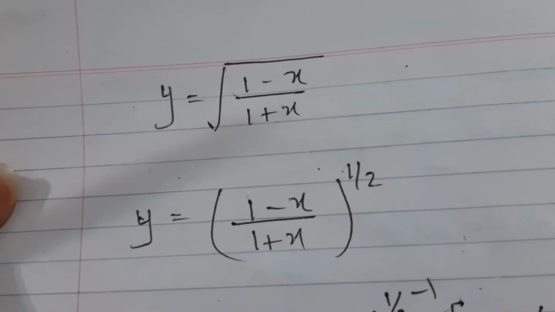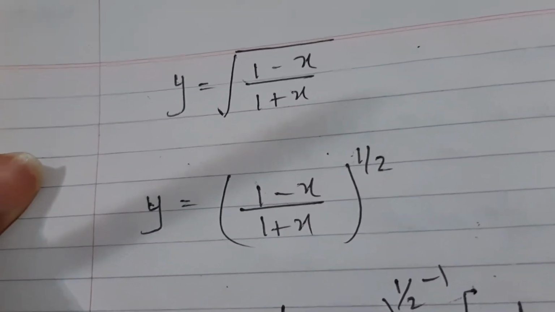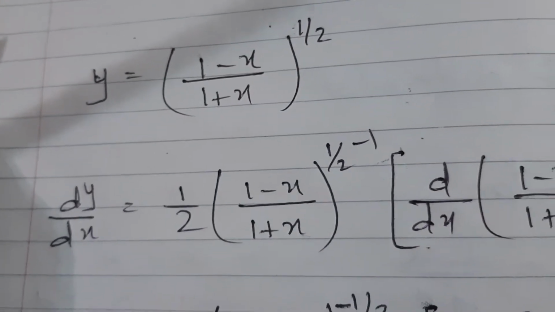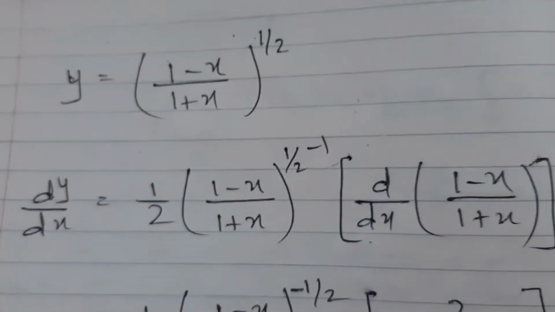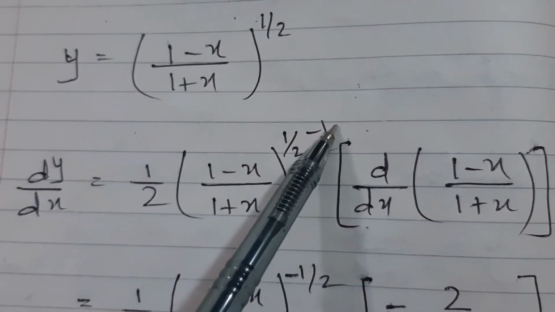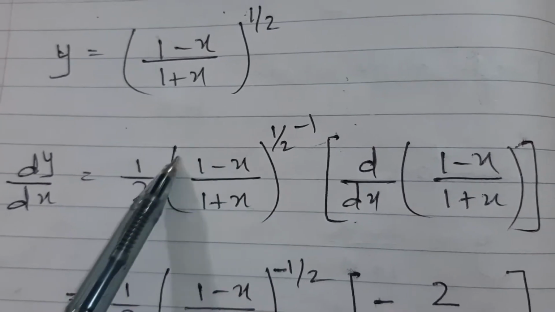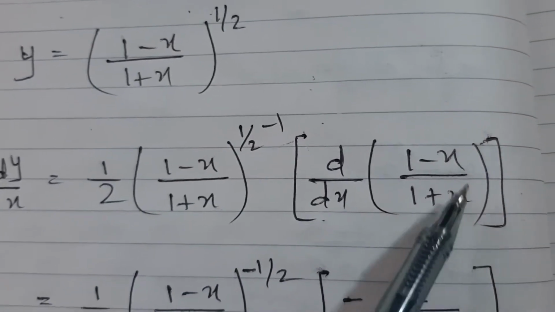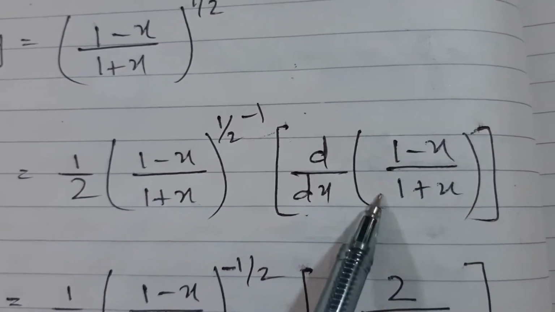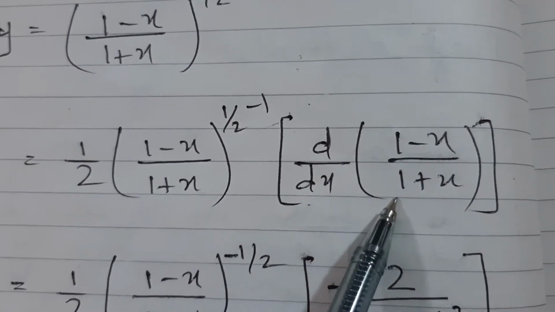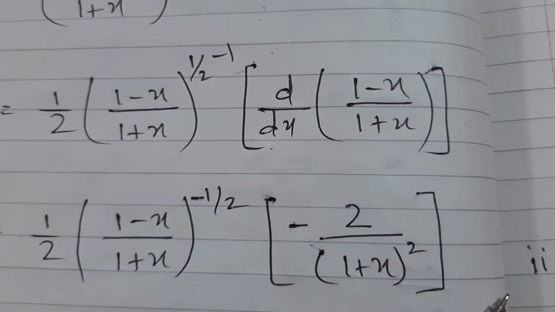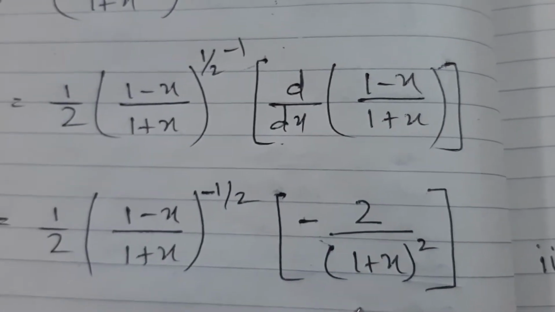Okay, if you differentiate this, it's like a composite function. The whole function has power half. So if you apply differentiation on it, I hope you know the prerequisite knowledge required here. Half will come here, the function as it is, to the power half minus 1, multiplied by the differentiation of this, and that's why I've written it here. Differentiate this with respect to x. This is what we just found in the previous part, because the previous part said differentiate this, and we got the answer, what? Minus 2 divided by (1 plus x) whole squared. That's why I have replaced this whole part with this.